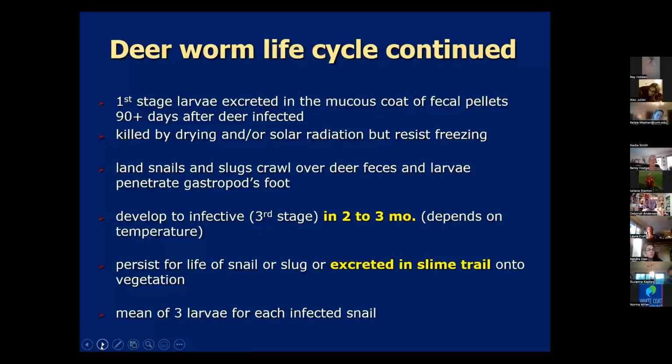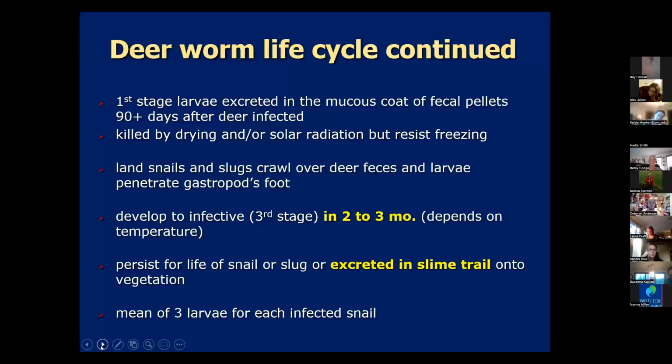And land snails and slugs then crawl over that deer feces during the fall or summer, or in the spring, and the larva gets into the snail or slug through its foot, and then it develops in that snail or slug into the third stage larva. And this actually takes a pretty long time.